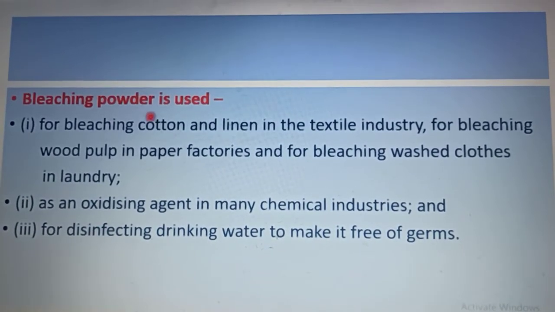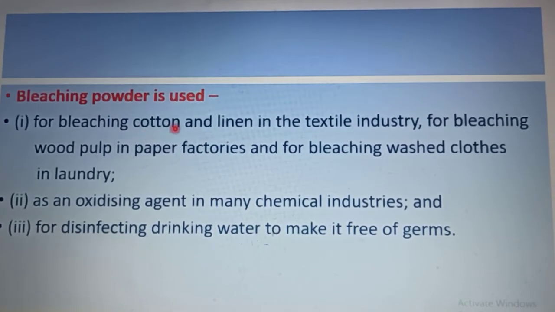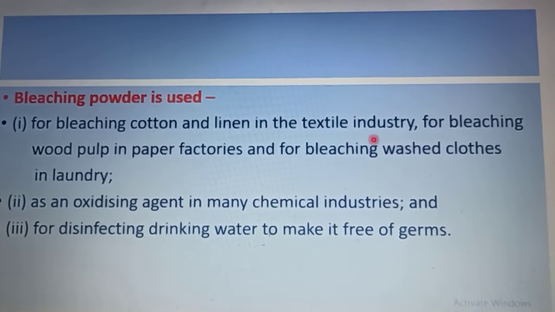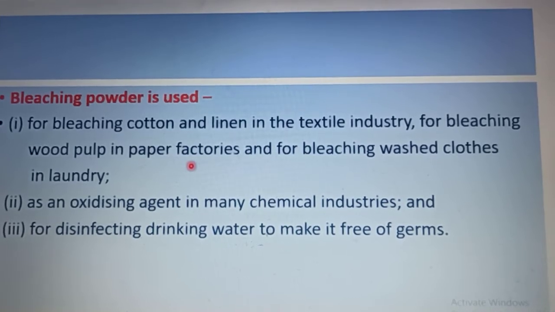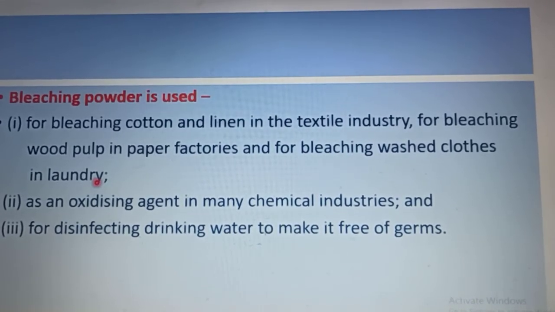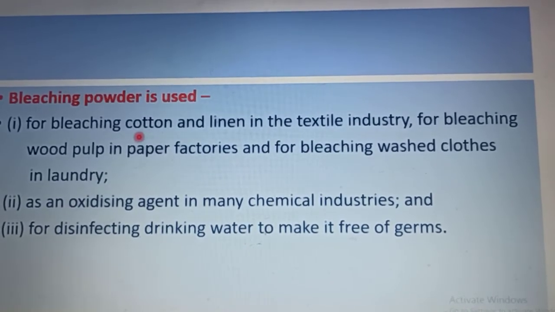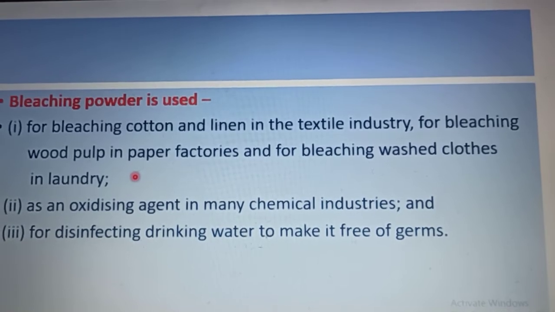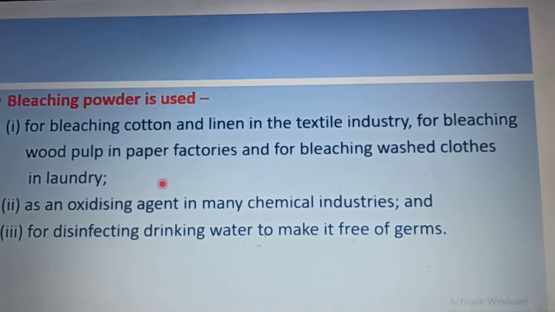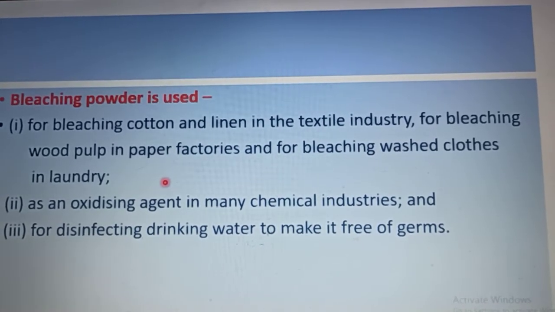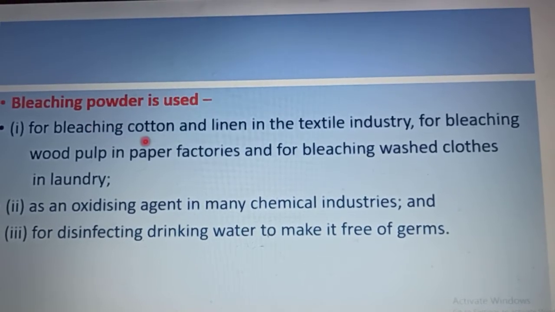What are the uses of bleaching powder? It is used for bleaching cotton and linen in the textile industry, for bleaching wood pulp in paper factories, and for bleaching washed clothes in industry, right, because it removes the color. What happens in the dyeing industry is, suppose they want to color any clothes, first of all they have to bleach it. So that's why this bleaching powder is used there.